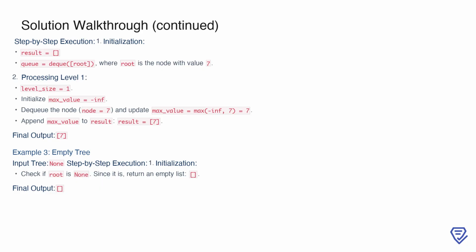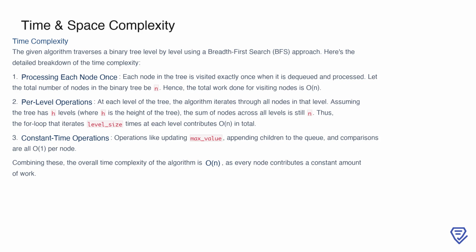Finally, in the case of an empty tree where the root is none, there are no nodes to process. We simply return an empty list as the result. These examples demonstrate how the algorithm works in different scenarios, from basic trees to edge cases like single-node or empty trees. To evaluate the time complexity of this algorithm, we consider its use of a breadth-first search, or BFS, traversal.